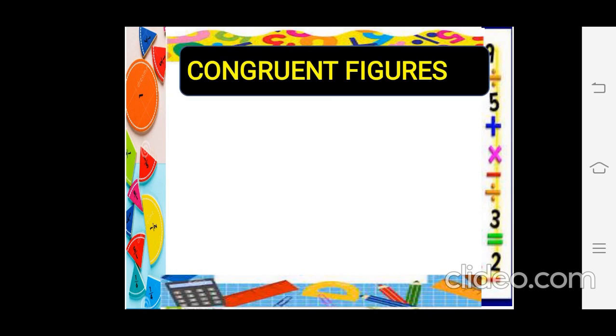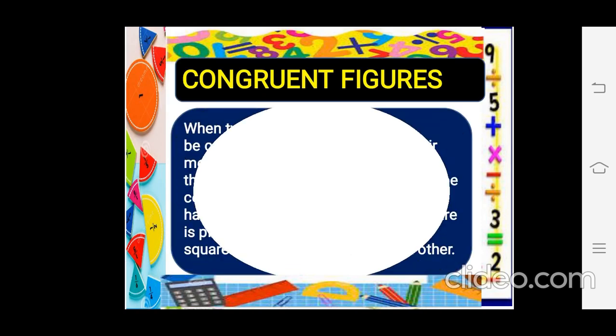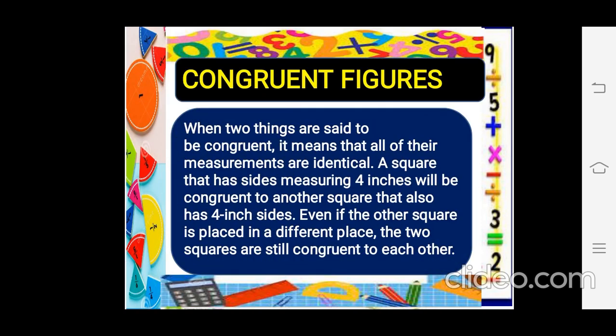Now what is congruent figure means? In geometry, two figures or objects are congruent if they have the same shape and size. If one has the same shape and size as the mirror image of the other. This is the symbol of congruent figures. When two things are said to be congruent, it means that all of their measurements are identical.